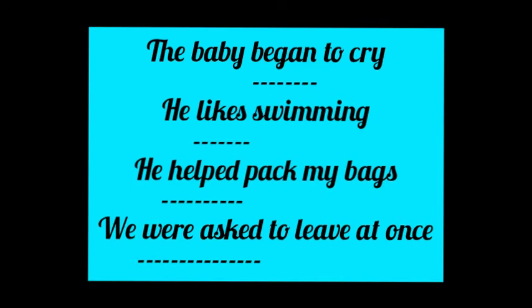In the first example, the baby began to cry. The main verb began catenates or combines with the infinitive to cry. Hence, began is a catenative verb. In the sentence, he likes swimming, the main verb likes combines with the gerund swimming. Hence, likes is also a catenative verb.